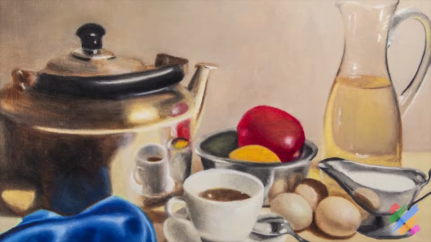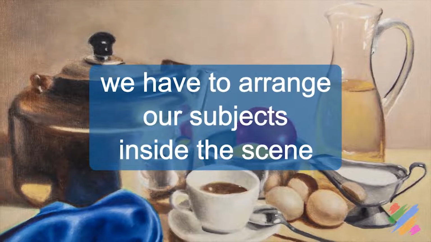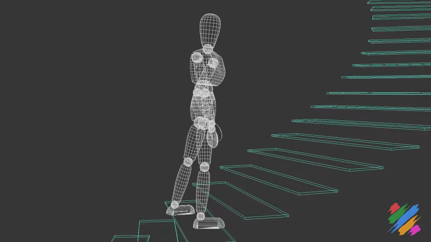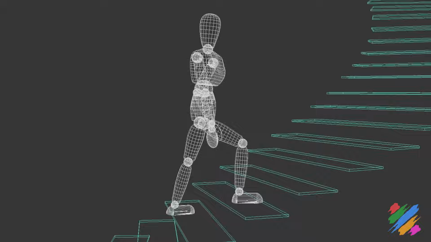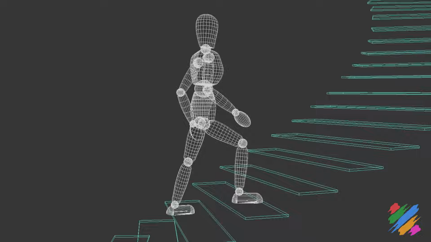Now, like we did for the representative painting, we have to arrange our subjects inside the scene. We're going to represent the dummy on the stairs with one foot up and one down on two different steps. Eventually, if we want, we can move the arms and adjust all the things that we need to get the scene exactly like we want.